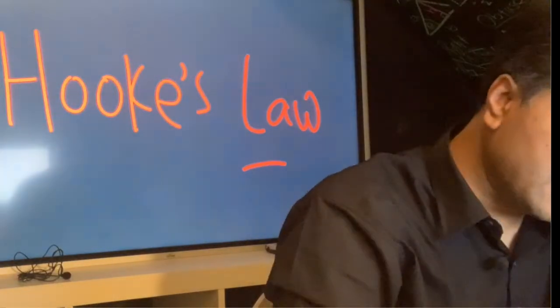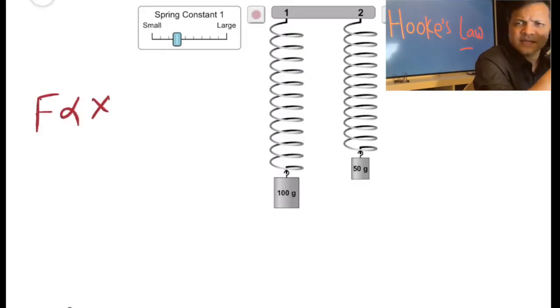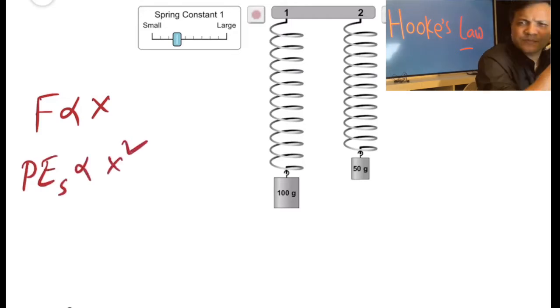And he hypothesized F is proportional to x. X is the displacement of the spring. And then he wanted to understand how much work he has to do to stretch it. And then he realized that the potential energy stored in the spring is proportional to x squared, which is also the square of the displacement.